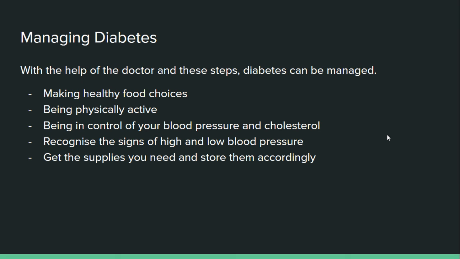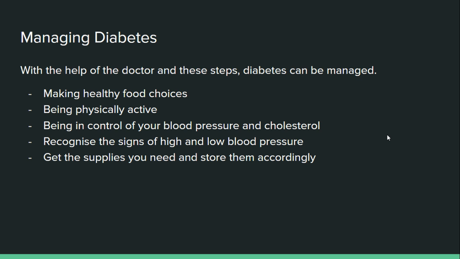Being able to manage diabetes. With the help of your doctor and these steps, diabetes can be managed. When it comes to type 2 diabetes specifically, it is a lot about what you do and the choices that you make to help your body. Type 1 diabetes cannot be prevented. It can be managed in these exact ways as well, but type 2 diabetes can be prevented, so we want to try everything we can to prevent us from getting type 2 diabetes later in life.